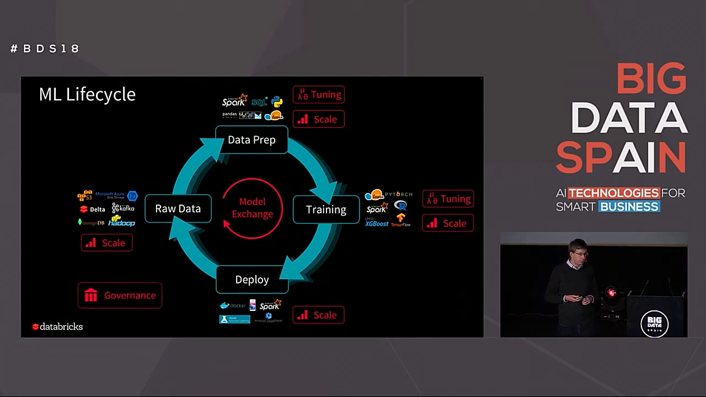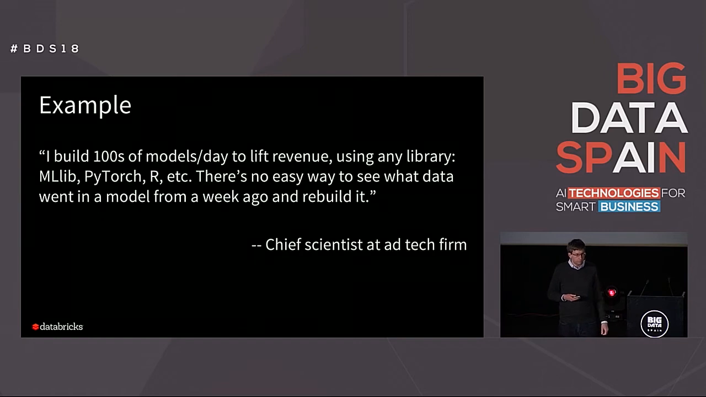And then the final issue you have is governance. So anytime you have a large company or a company in a regulated space, you want to be able to keep track of what you did, make sure you're not using features that you're prohibited to use, and so on. So these are all challenges that you have to deal with in machine learning that maybe don't come up as much in traditional software development.